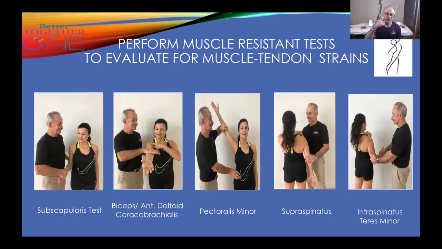So what I do is I test subscap, I test the biceps coracobrachialis complex, I test the pec minor for a strain, I test the supraspinatus, which is the fourth image across. I check the infraspinatus and teres minor. So again, I mentioned I had a second-degree tear of my supraspinatus from a mountain biking accident. Due to the microcurrent, I'm able to get the humeral head off of that injured muscle.